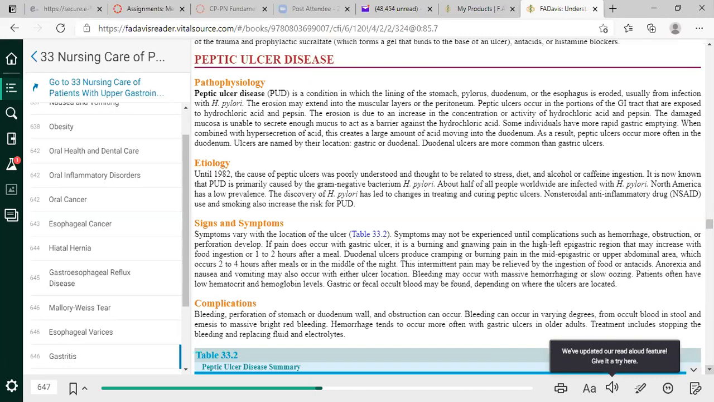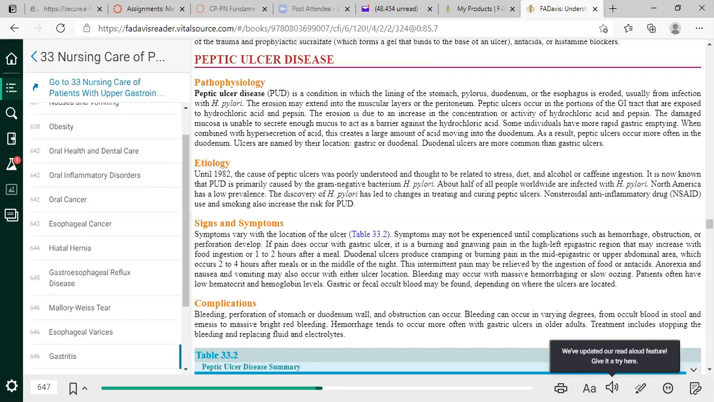Some individuals have more rapid gastric emptying. When combined with hypersecretion of acid, this creates a large amount of acid moving into the duodenum. As a result, peptic ulcers occur more often in the duodenum. Ulcers are named by their location. Duodenal ulcers are more common than gastric ulcers.